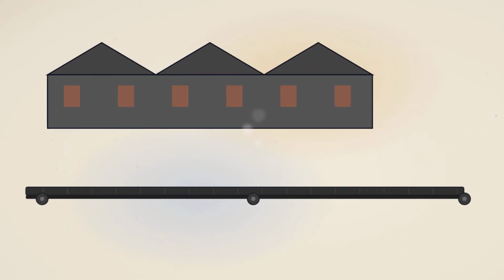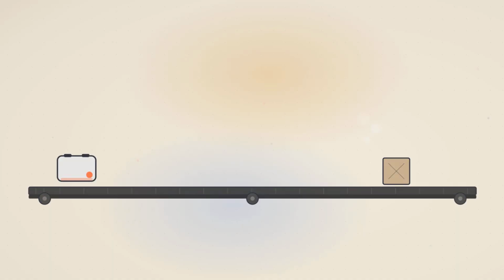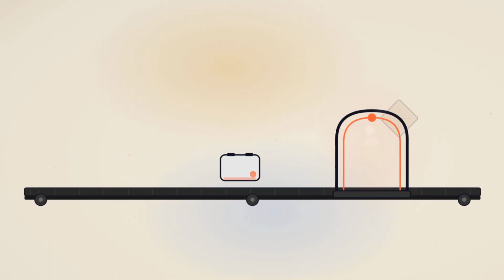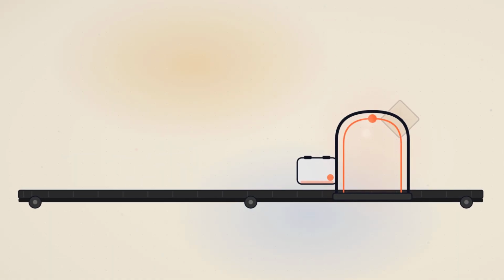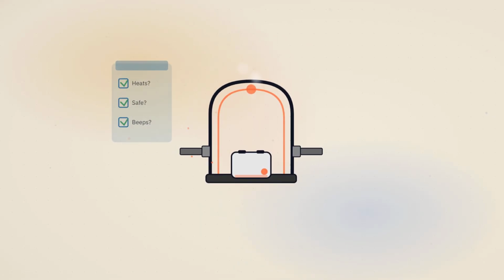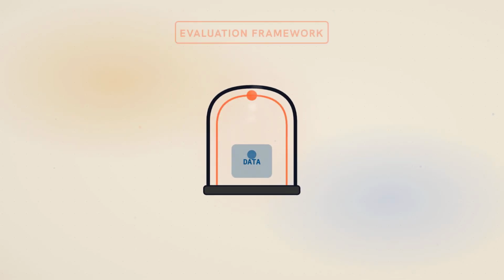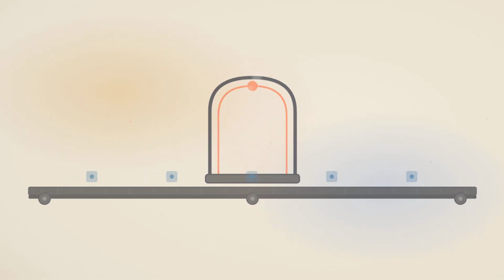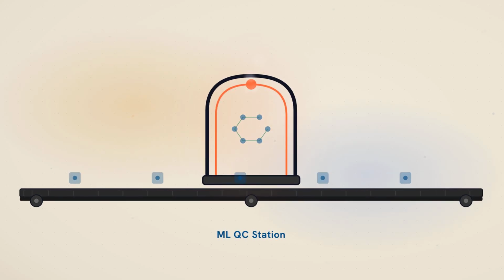Think about a factory that builds toaster ovens. You don't just box them up right off the assembly line. You run them through a quality control station first. That station is where you grab a few toasters, check them against the list, and decide if they pass. In AI, we call this setup an evaluation framework. It's just your quality control station for machine learning.